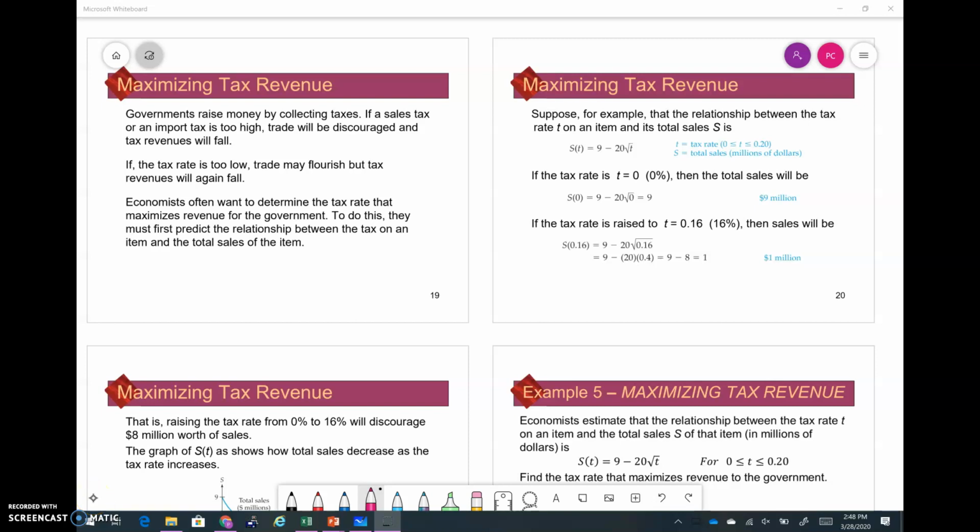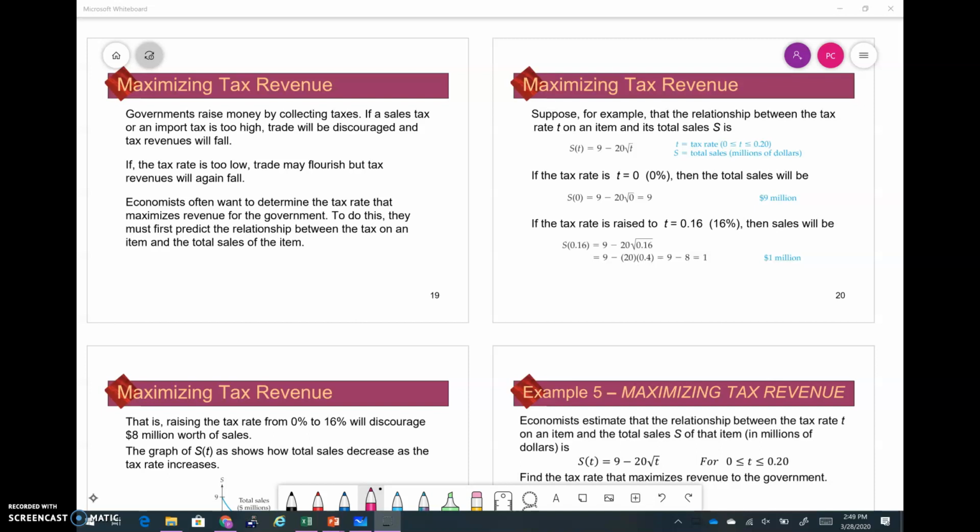All right, so this is the last video for section 3.4 on optimization. Governments raise money by collecting taxes. If a sales tax or an import tax is too high, trade will be discouraged and tax revenues will fall. But if the tax rate is too low, trade may flourish, but the tax revenues will again fall. So economists often want to determine the tax rate that maximizes revenue for the government, and to do this, they must first predict the relationship between the tax on an item and the total sales of the item.